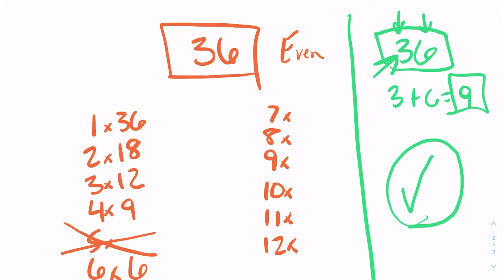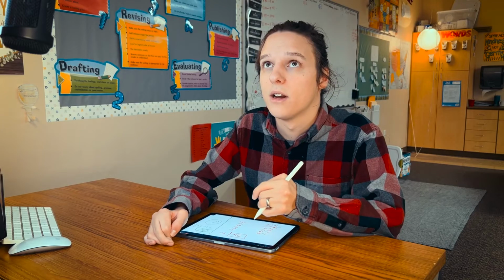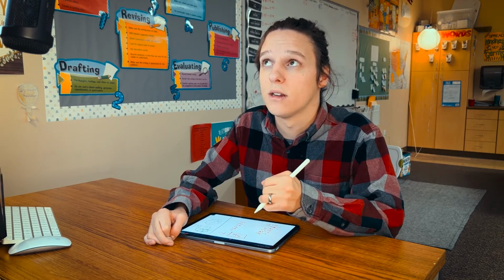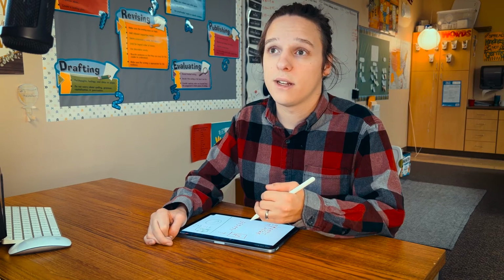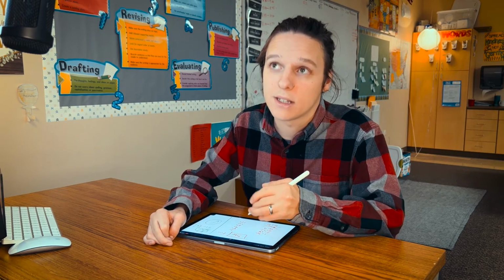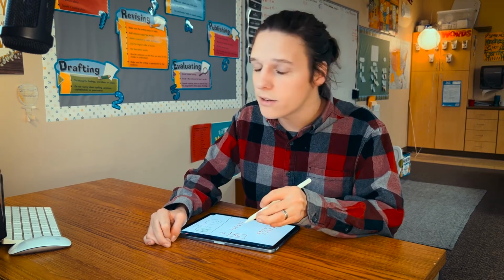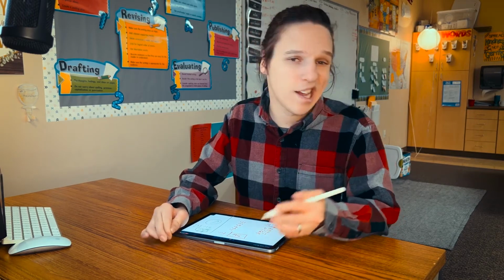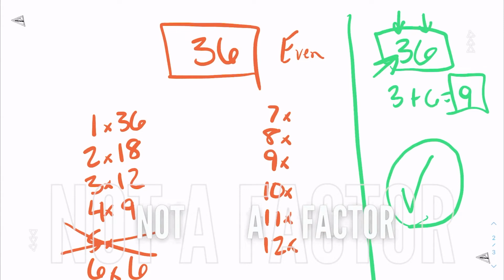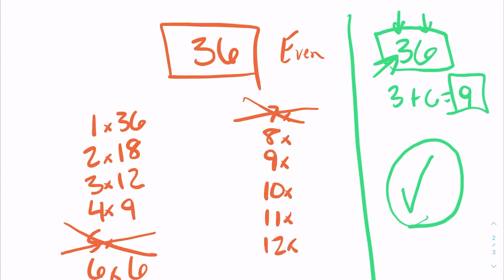Next, 7. 7, let's see. 42 is one for 7. 49 is one for 7. Let's go backward. 35 is one for 7. And if 35 is, I know 36 is not. So 7 is not a factor.